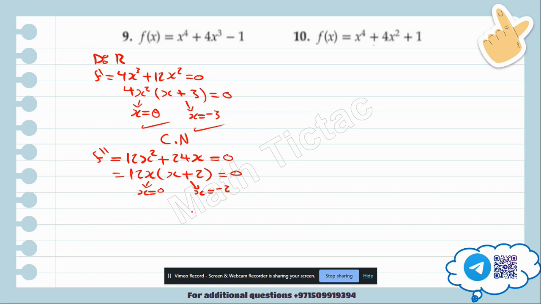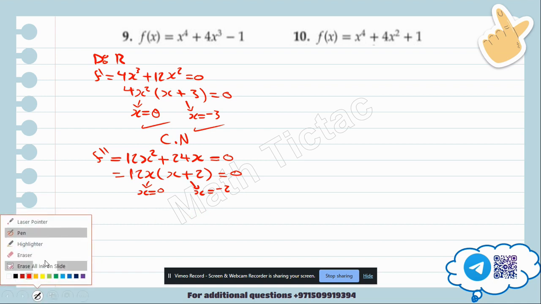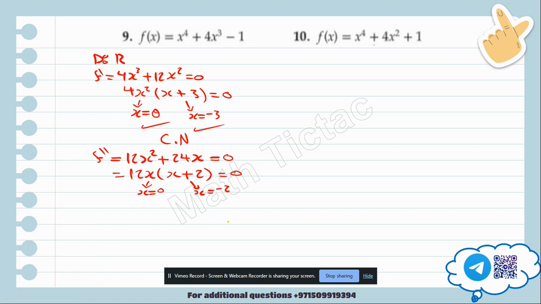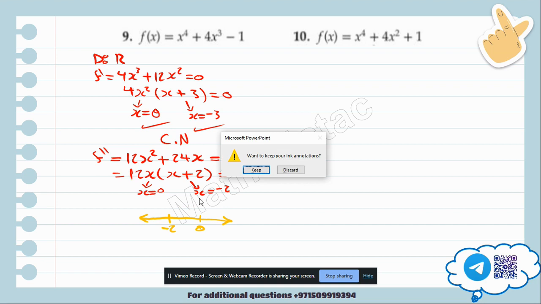Now, for finding the concavity intervals, I need to graph the number line. So this is my number line, let's say. Then I have the values minus 2 and 0. All I have to do is substitute in the second derivative to see whether the values before minus 2 are negative or positive.